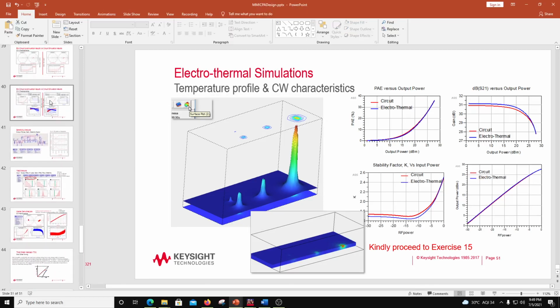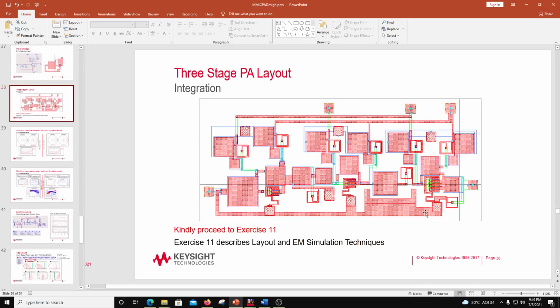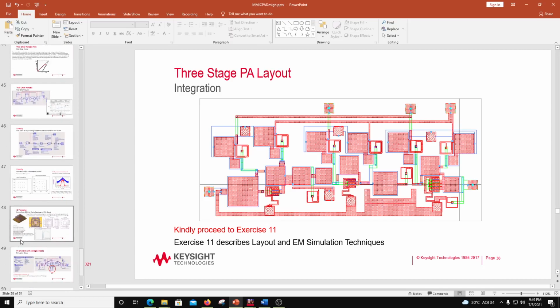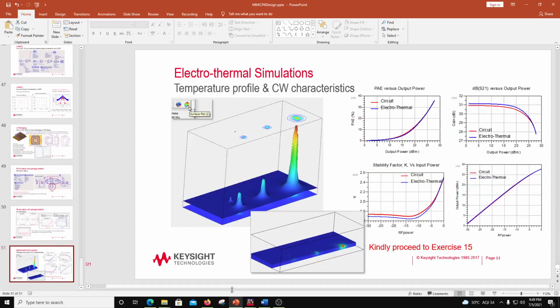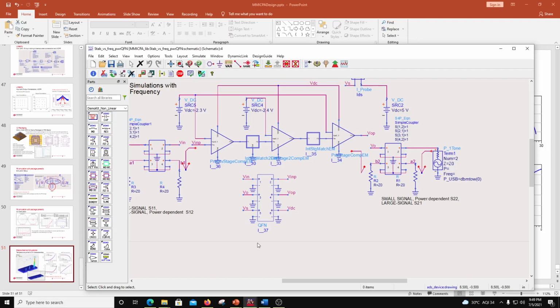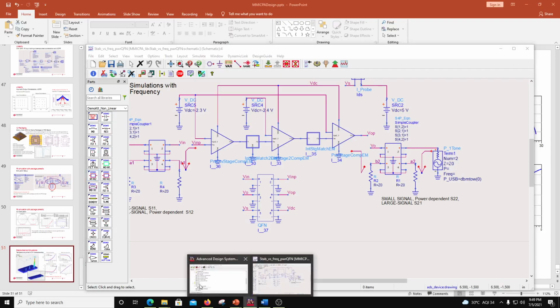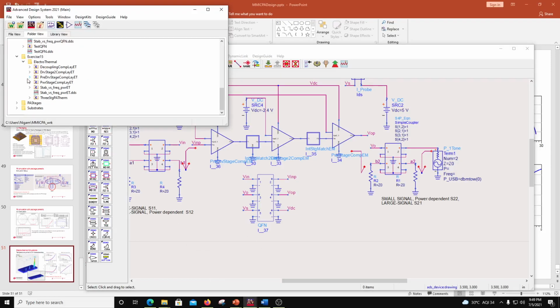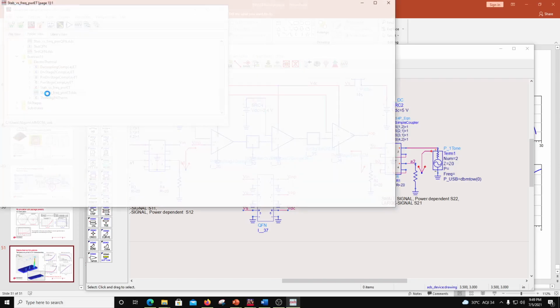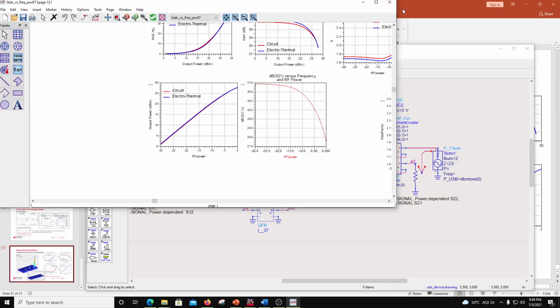This is a 3-stage half watt PA using the demo kit in ADS, and it goes up to thermal simulation. So let's see in ADS what this thermal simulation is. Thermal. Okay, but then there is a way to visualize thermal.